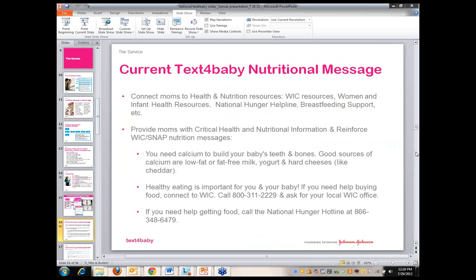So again, I just highlighted some information in the WIC realm and nutritional messages, but this is just one topic. Here are some examples of our messages in the nutrition area, and one is: you need calcium to build your baby's teeth and bones. Good sources of calcium are low-fat or fat-free milk, yogurt, and hard cheeses like cheddar. Just one example of one of the messages we send out.